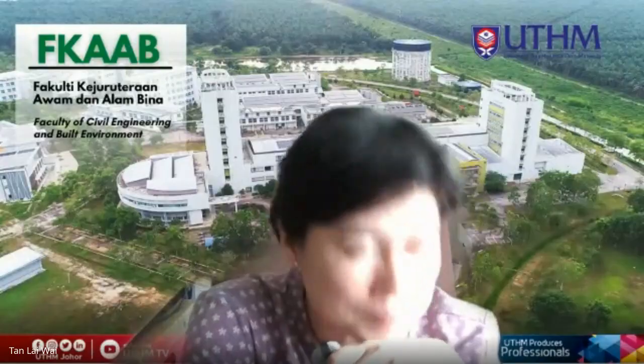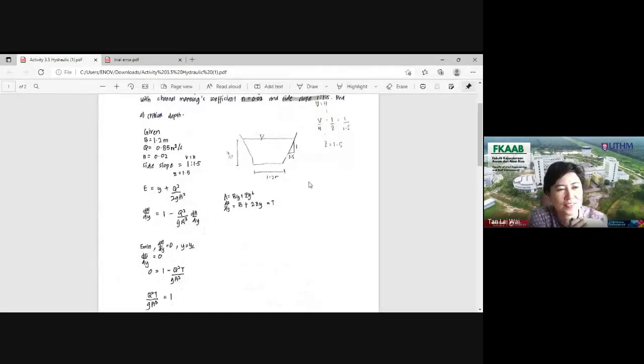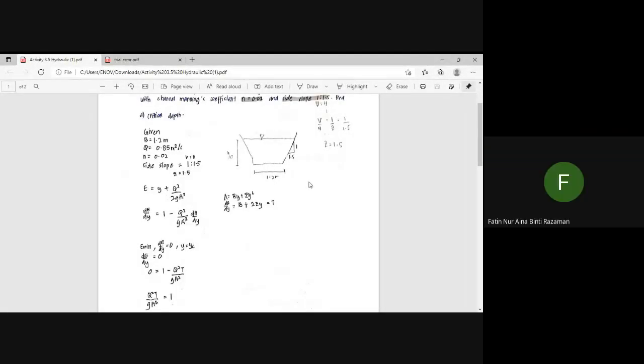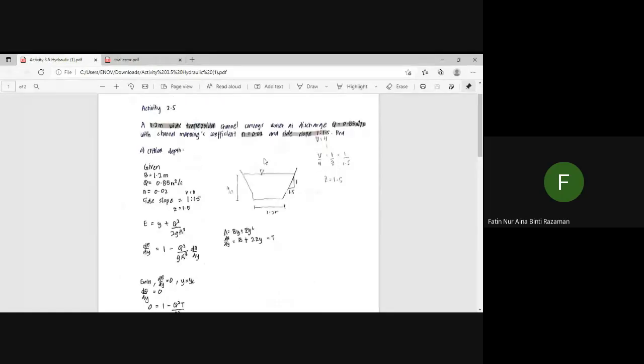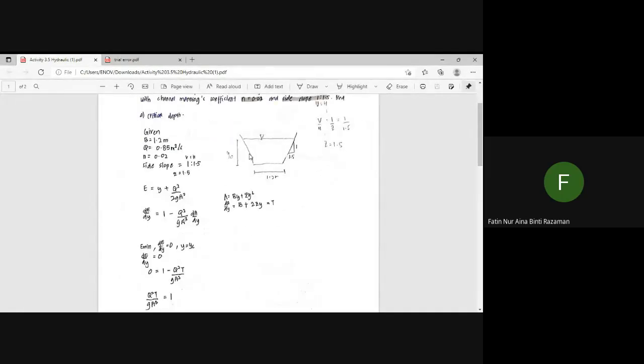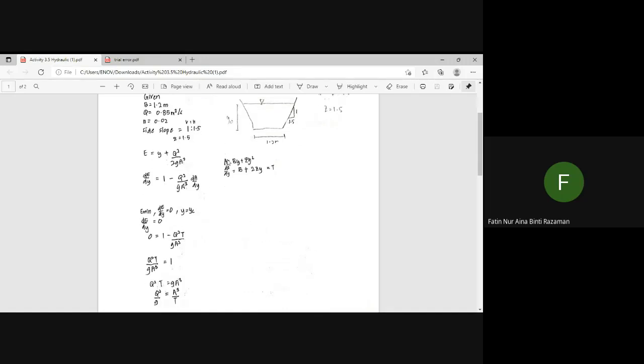Okay, I will present activity 3.5. Alright. In the question given that nilai B ialah 1.2 meter, Q sama dengan 0.8 meter cube per second, N sama dengan 0.02, side slope sama dengan 1 nisbah 1.5. Daripada tu kita dapat nilai Z sama dengan 1.5. Lepas tu saya buat satu-satu.